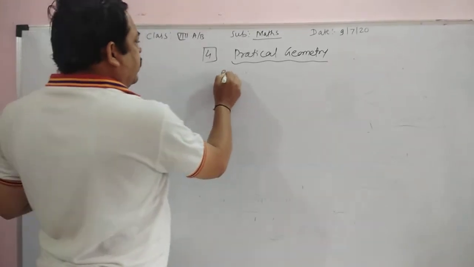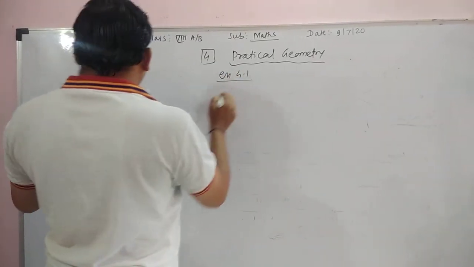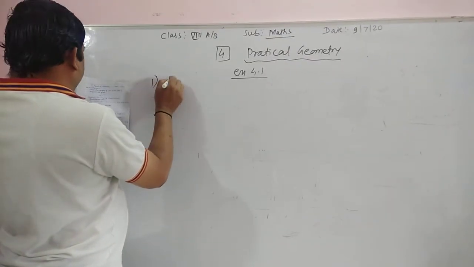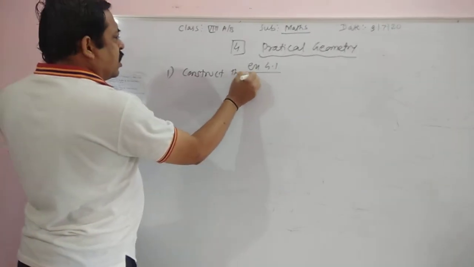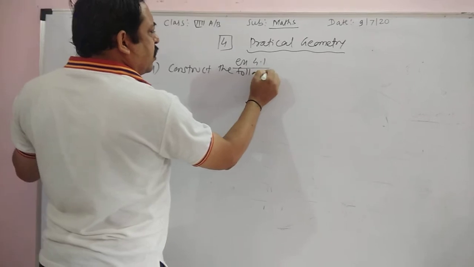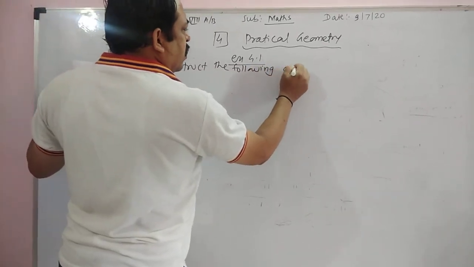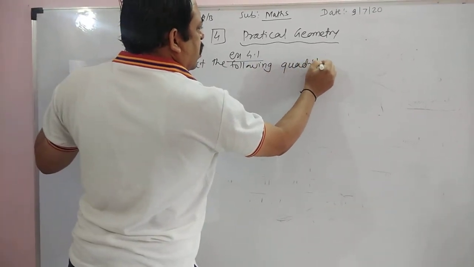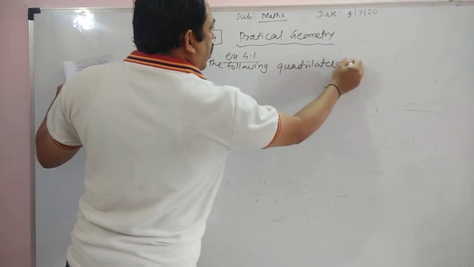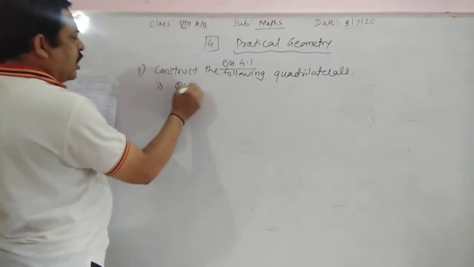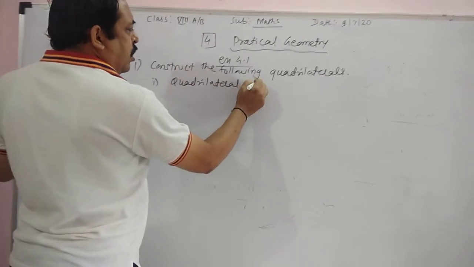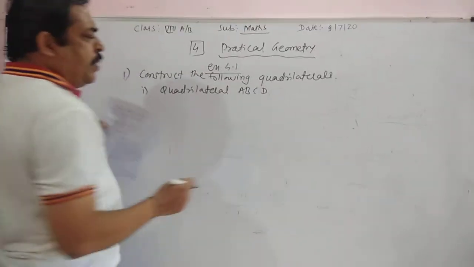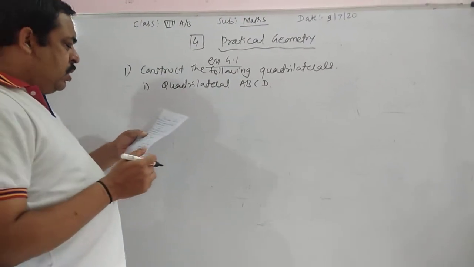Exercise 4.1. Question number 1. Construct the following quadrilaterals. Sub question 1. Quadrilateral ABCD, you have to construct.